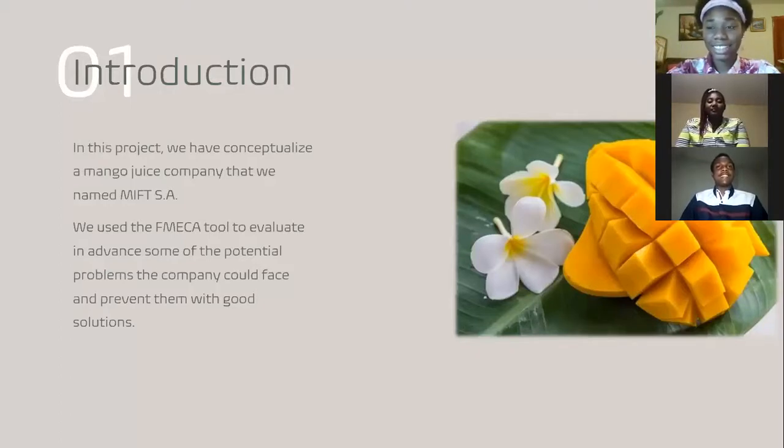Today, I am with Thayana and Neika Fidelia to present a project for the conceptualization of a mango juice company in Haiti. And also, we are going to show the actual use of an industrial tool to anticipate the most likely problems that may occur and avoid them by seeking effective solutions, in the practical case of one of the tools of continuous improvement which exists in the trade of industrial engineer. The name of this tool is FMECA.